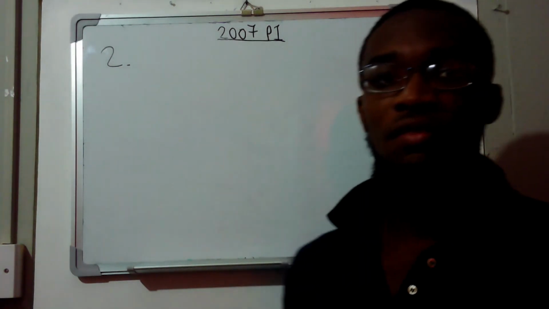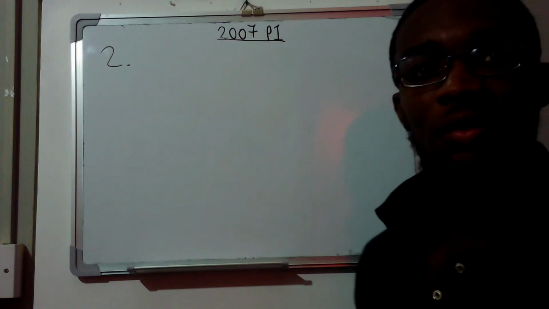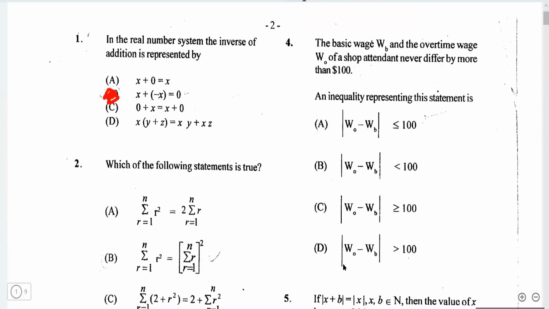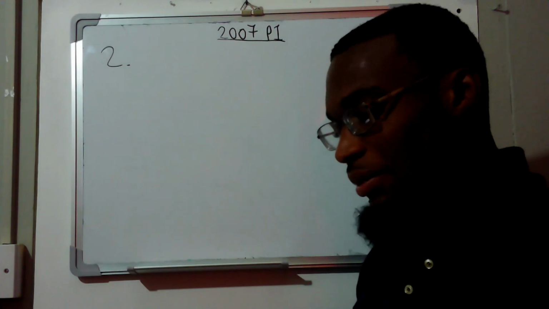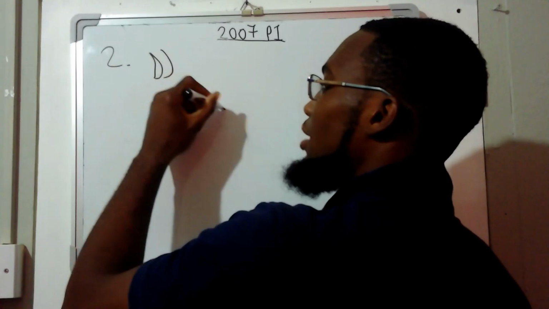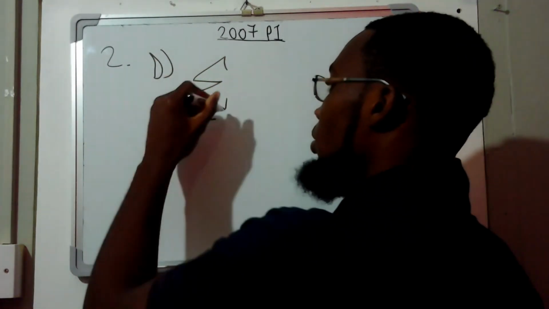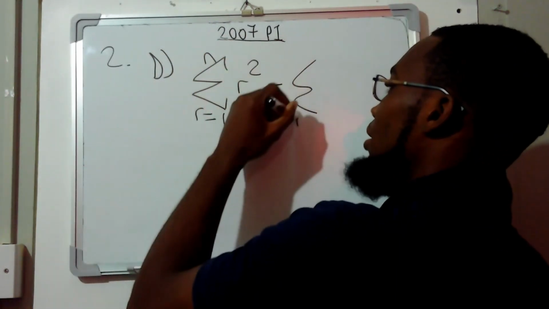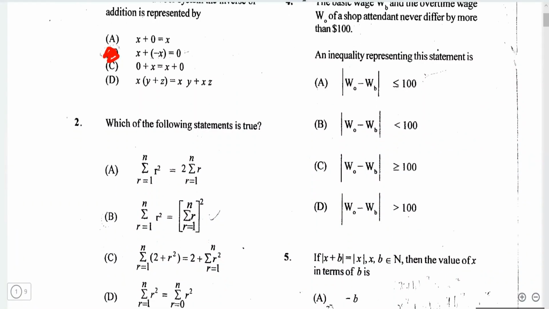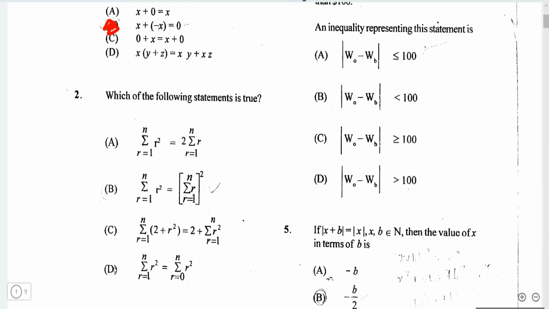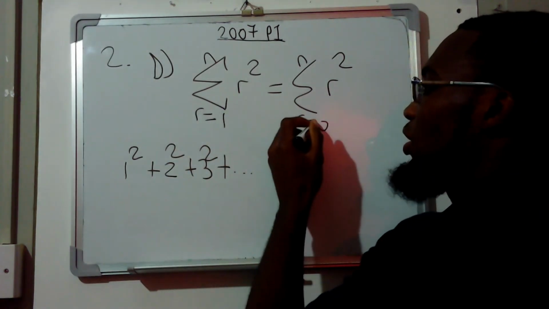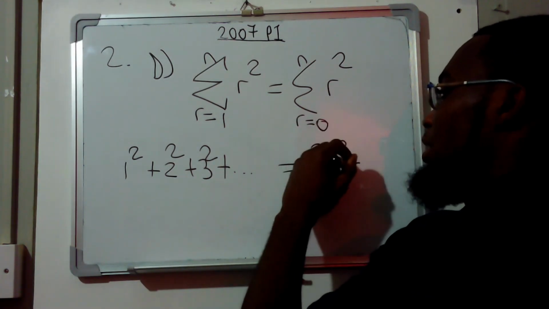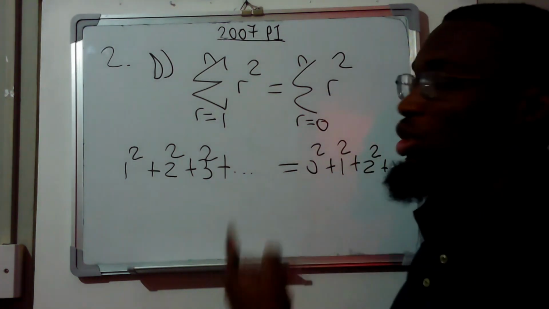Alright, number 2. Number 2 says, which of the following statements is true? So they give you a bunch of options. We're just going to look at the correct one, which is option D. Option D is correct because it gives you the sum from r equals 1 to n of r squared, and that's the sum from r equals 0 to n of r squared. You can check it out. If you start from 1, you get 1 squared plus 2 squared plus 3 squared, and it continues. When you plug in 0, you get 0 squared plus 1 squared plus 2 squared, and it continues. So this one is true. Number 2 is option D.